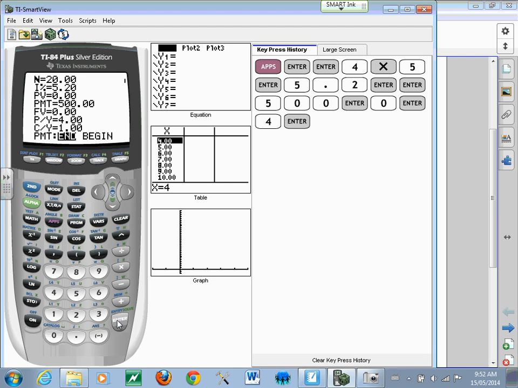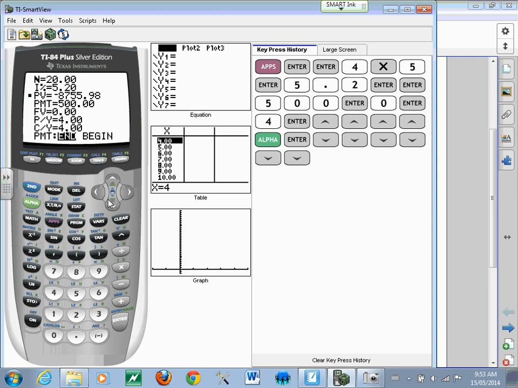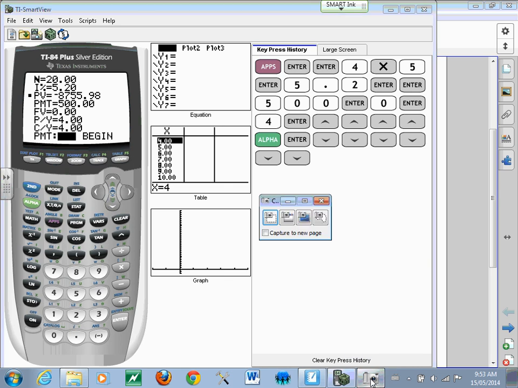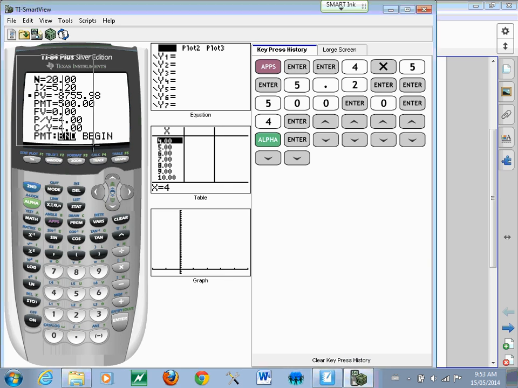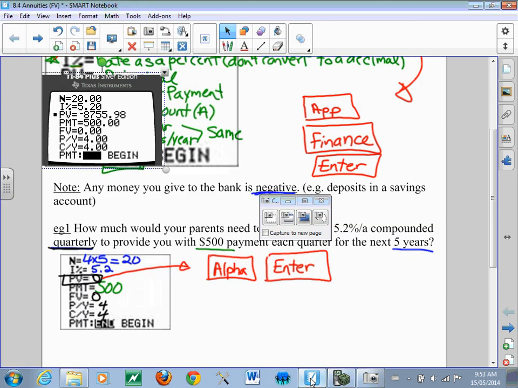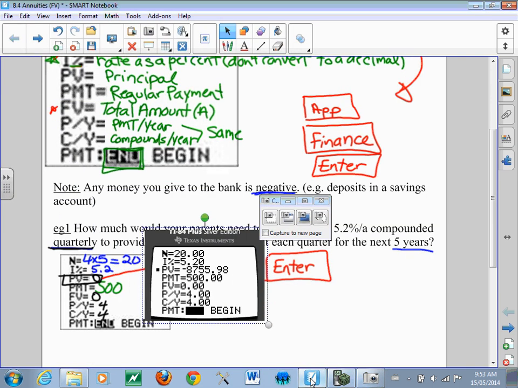And watch, as soon as I press enter, the other one's going to clear too. The same thing. So highlight, so arrow back up to present value. I'm going to press alpha and enter and notice what it gives you. I'm just going to screenshot it so we can see what it looks like. I'm going to bring it down.